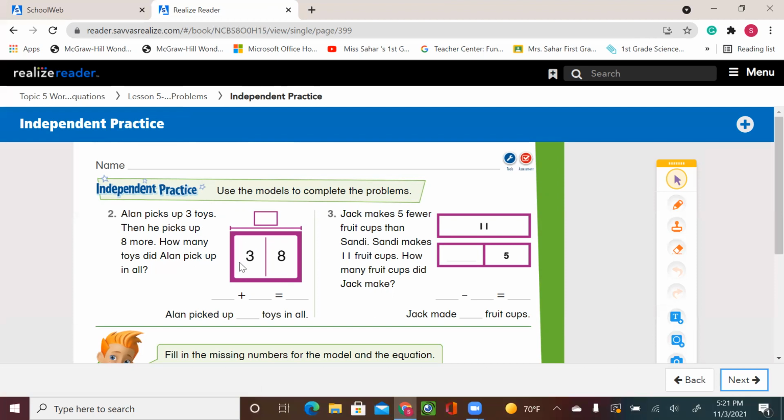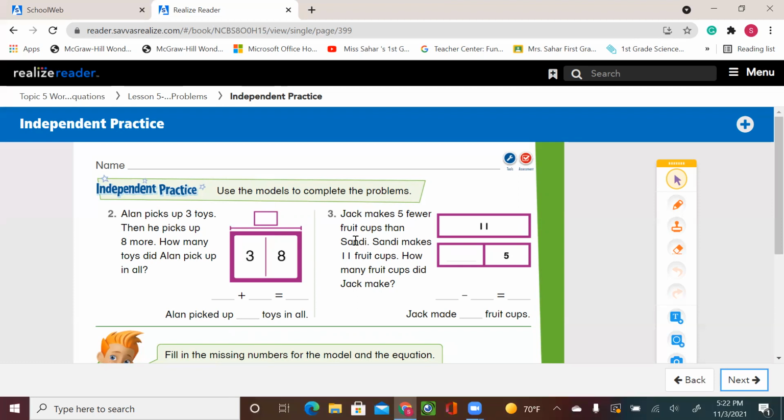Here I know one part or one addend, 3 toys. That's what Alan picks up first. And then he picks up 8 more. So now I have both parts, my 2 addends. I need to get the total or the whole. In this case, I know adding both addends, both parts, gives me the whole. So 3 plus 8 equals 11. So I will write here 3 plus 8 equals 11. So Alan picked up all 11 toys.